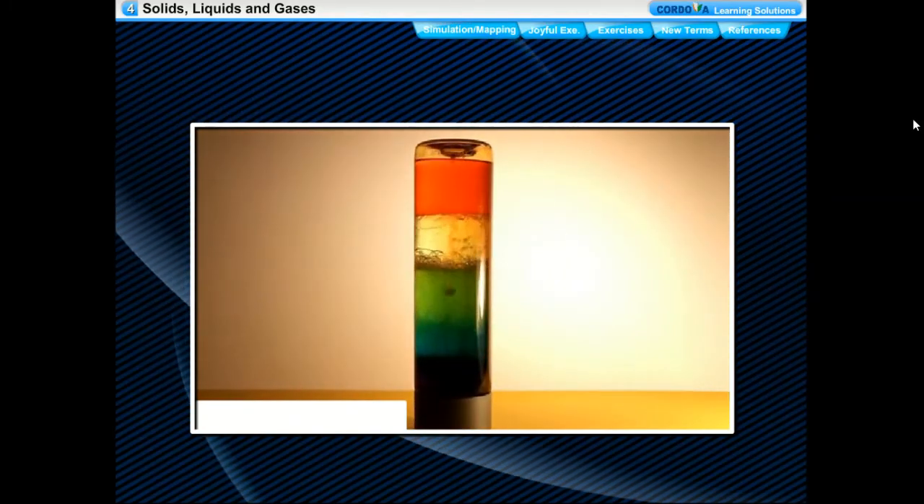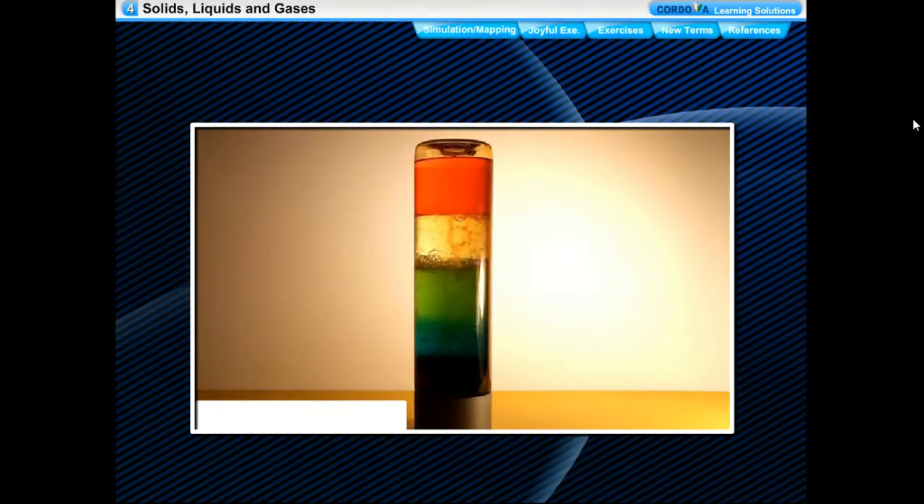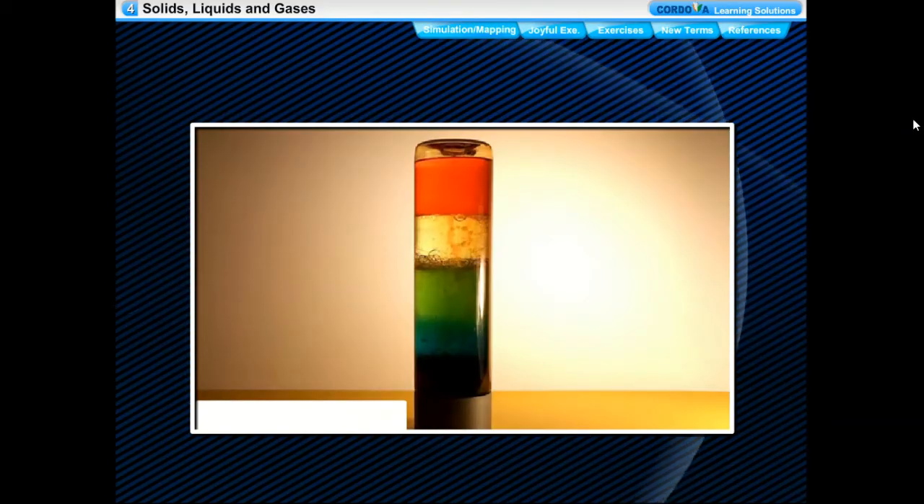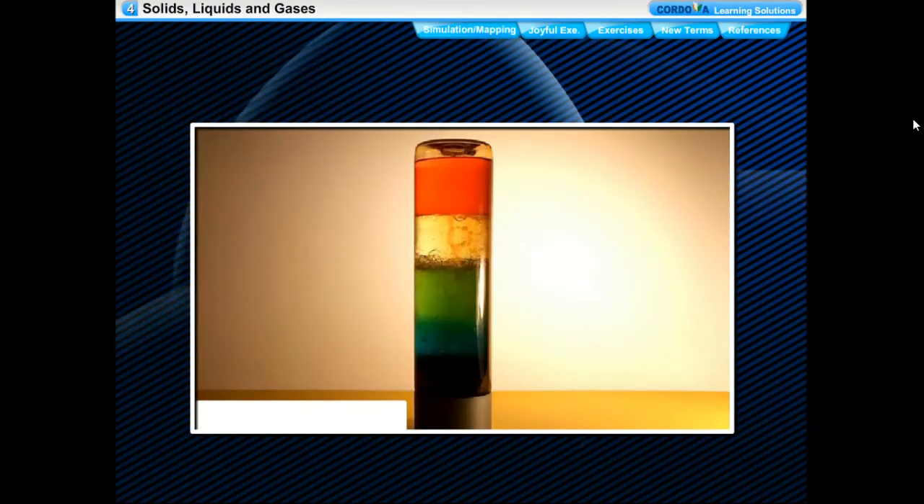Some of the liquids, when mixed together, dissolve in each other. For example, liquids like glycerine and alcohol dissolve in water. However, some liquids, when mixed together, do not dissolve in each other. For example, kerosene oil and vegetable oil do not dissolve in water.